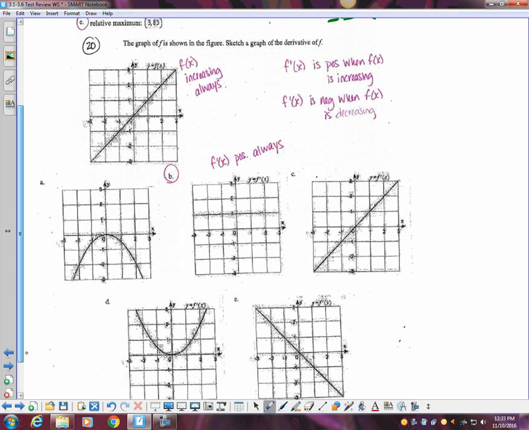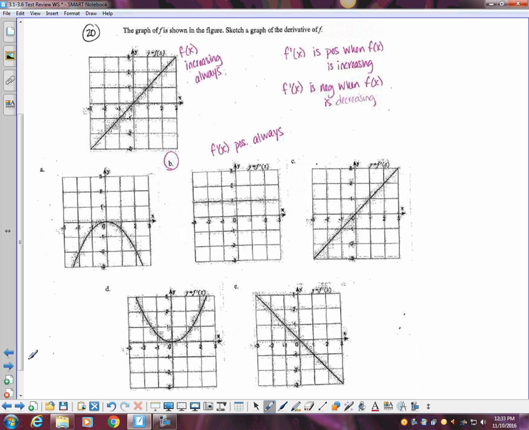Okay, number 20 is a great problem, and it really makes sure that you're stepping back and seeing the big picture. It says the graph of f is shown in the figure. Sketch the graph of the derivative. And I know these graphs are fuzzy and it's really hard, but it says graph of f of x is shown below. So this is f of x.